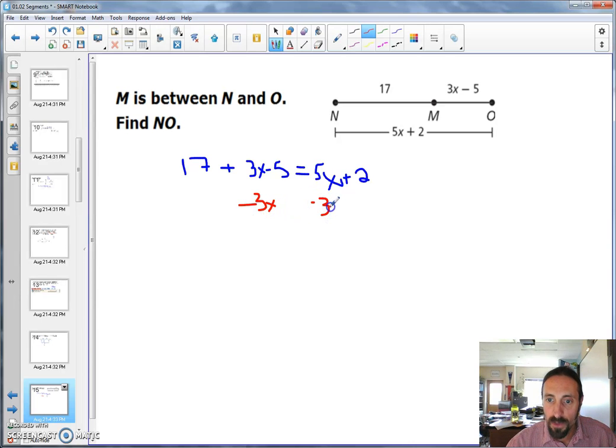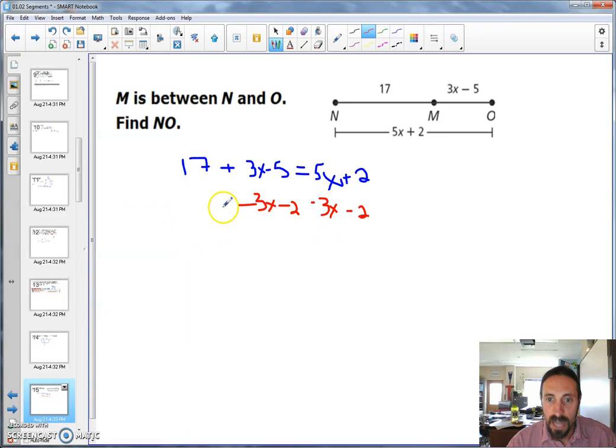Now, if you haven't seen me do problems before, I like to just do everything all at once. I'm going to combine these terms. 17 minus 5 is 12. Let me do that a little bit different way. I'm also going to subtract 2 from both sides. And I still have my equals in the middle.